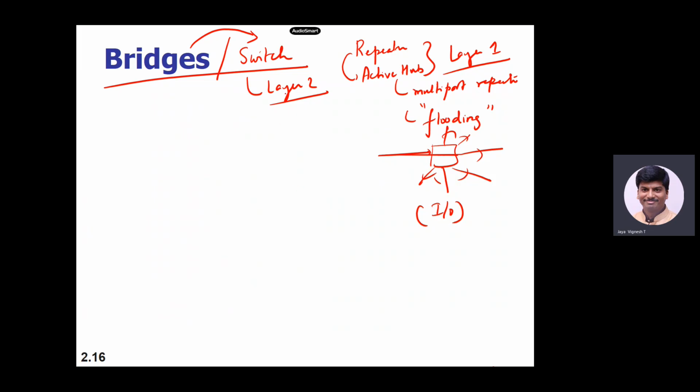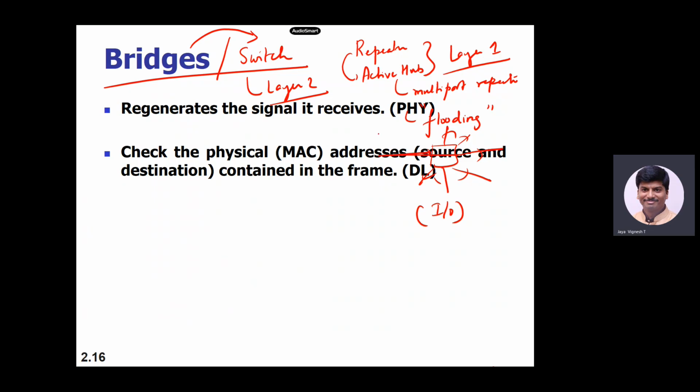When I say it's a layer 2 device, you should not forget that it is doing even the layer 1 functionality. Without layer 1, nothing can be done. So it is going to regenerate the signal it receives as a layer 1 functionality. But in addition, layer 2 is the data link layer. It is going to look at the header in the frame. What is there in the header of the frame? You have the source MAC address and the destination MAC address.